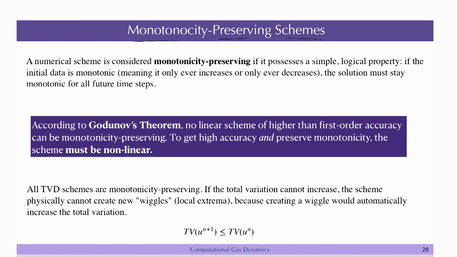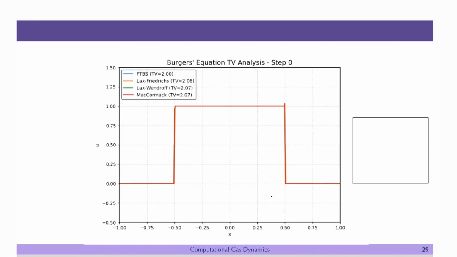Now let us see what happens when you calculate the total variation. This is the initial square wave that we have, and we are using FTBS, Lax-Friedrichs, Lax-Wendroff and McCormack. All of them have a value of around 2. As I mentioned, the total variation is 1 here and 1 here, and 0 here and 0 here. If you add all of this, it becomes 2. Now, what happens with time?